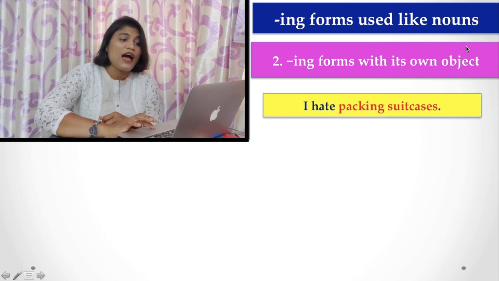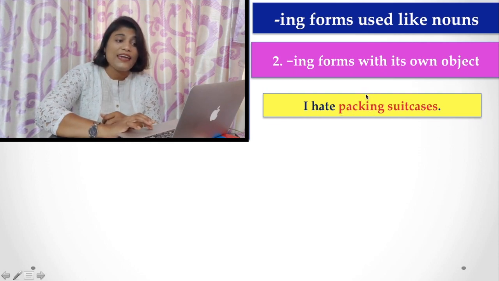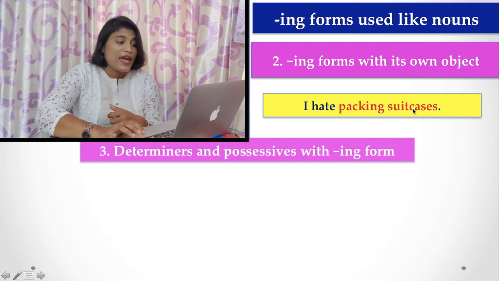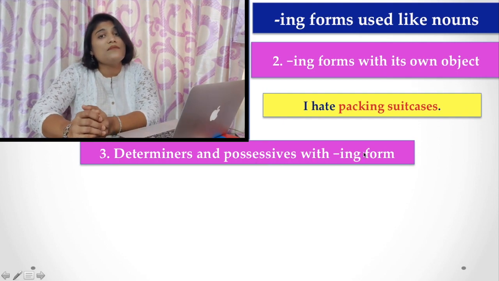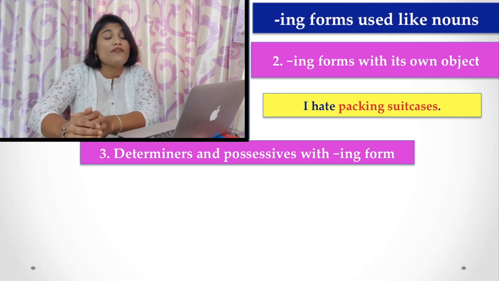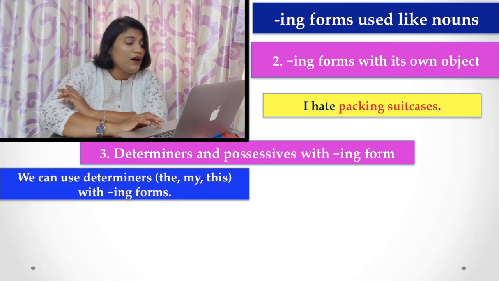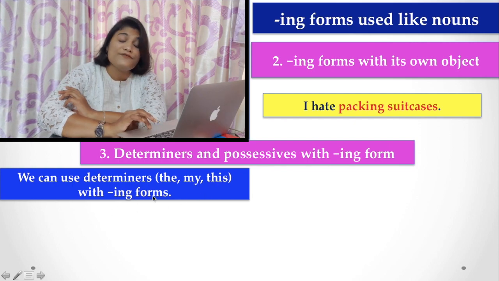For example, I hate packing suitcases. Here, the name of the activity is packing, and its object is suitcases. And here, determiners and possessives with the ing form. This is another example and another area where you can find the use of gerunds. What are they? We can use determiners like the, my and these with the ing form.